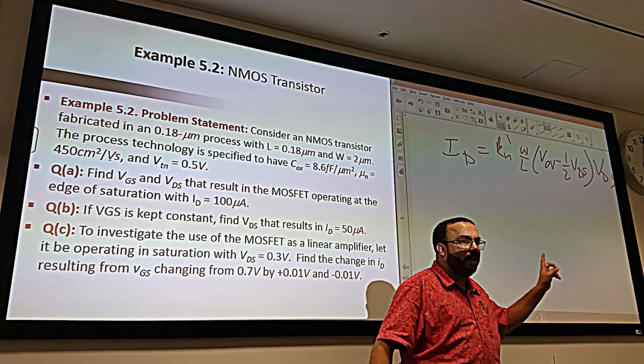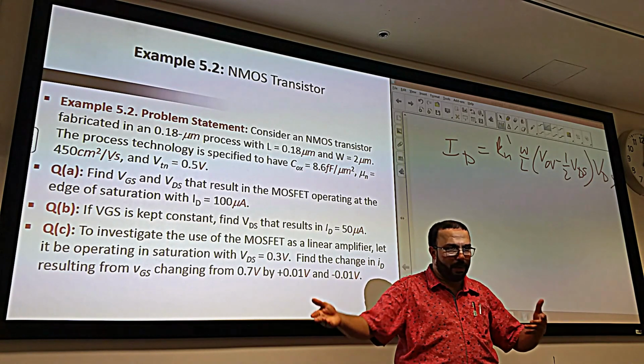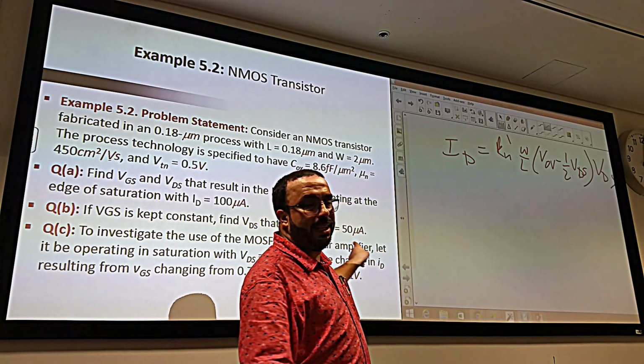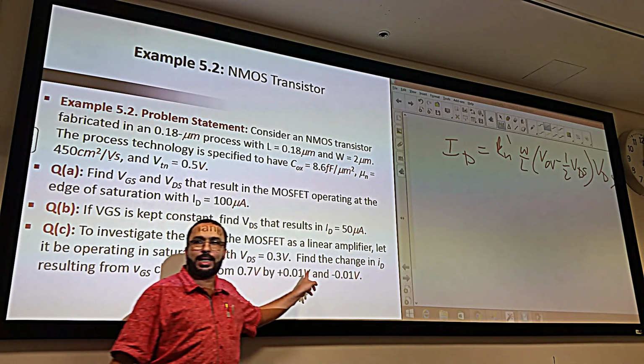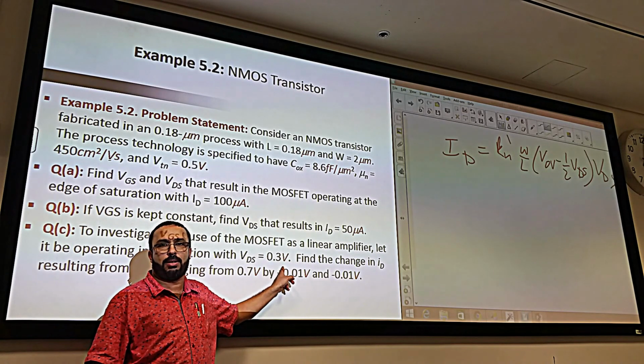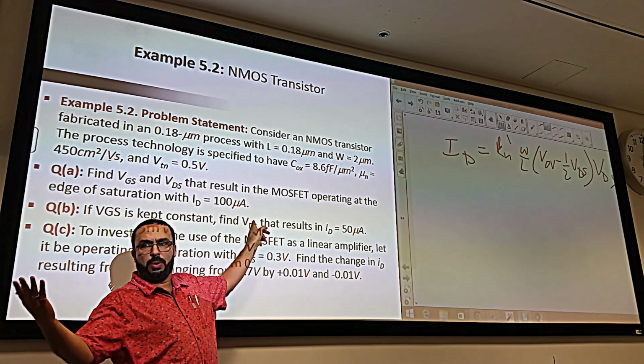VDS controls what? It controls where the MOSFET is. Yes or no? Because VGS is already above VT, so we are in either triode or saturation. But the question here is, the VDS that we will accept is the one that will make sure that our MOSFET is in triode. Yes or no? Because we are in triode in this equation. We know it.